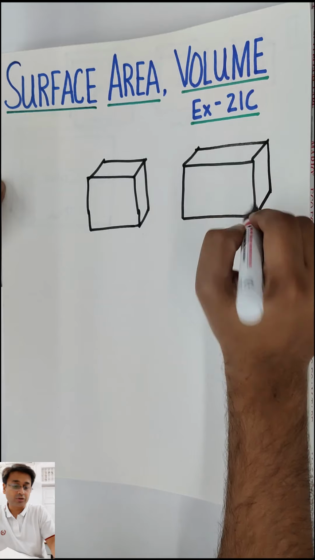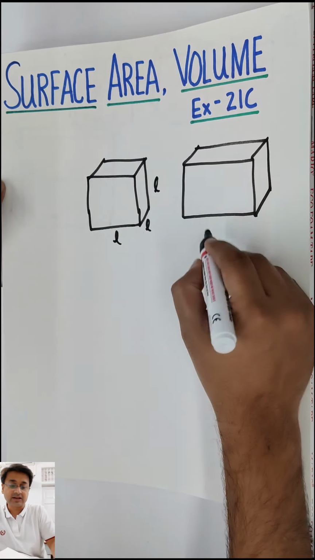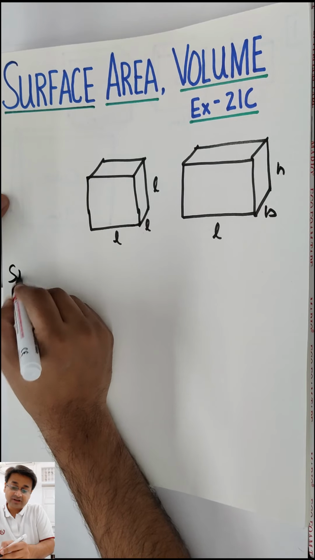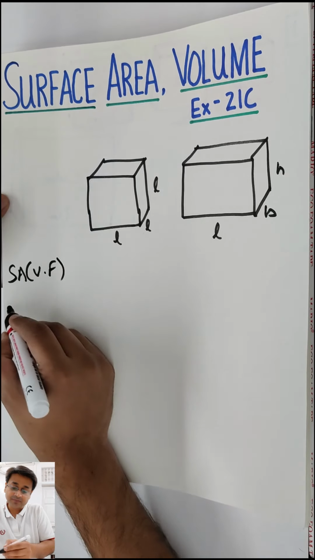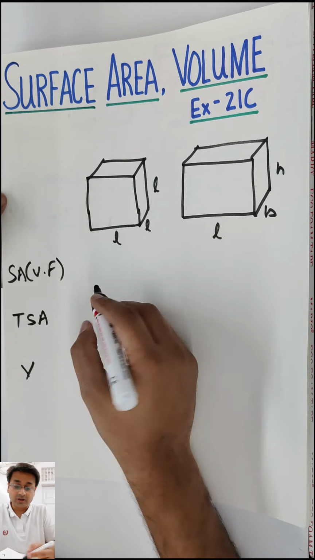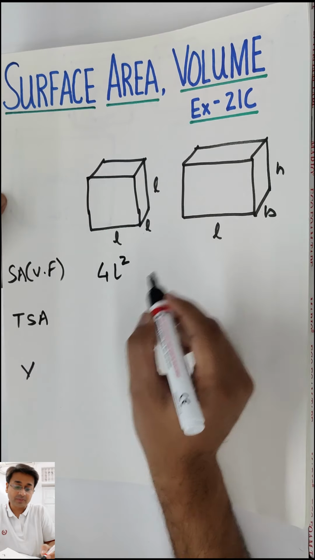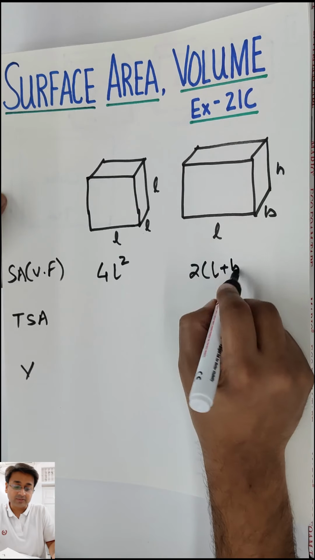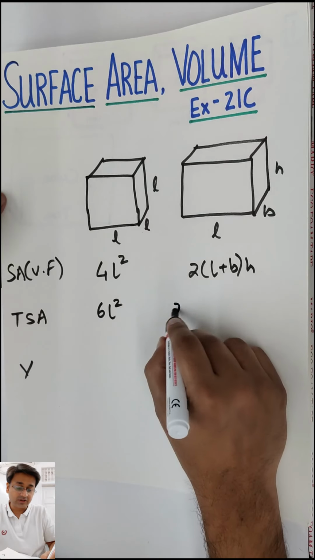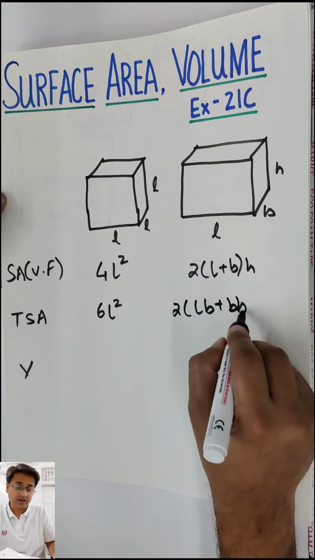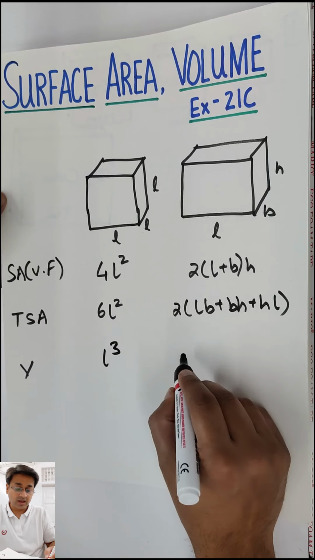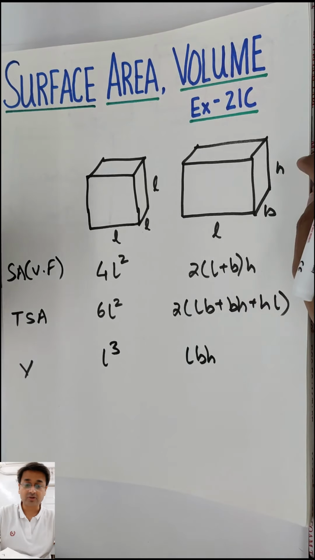So in the cube, what you generally have is only length, length and length, whereas here you have length, breadth and height. We also learned surface area for vertical faces. Then we learned total surface area and the volume. Vertical faces for a cube is 4L square. Vertical faces for a cuboid is twice length plus breadth into height. Total surface area is 6L square for a cube, and for a cuboid it is twice length breadth, breadth height, height length. Volume is L cube, and for a cuboid volume is length into breadth into height.